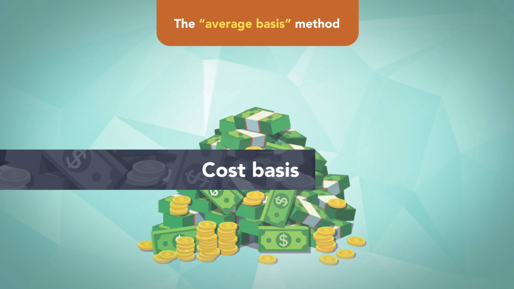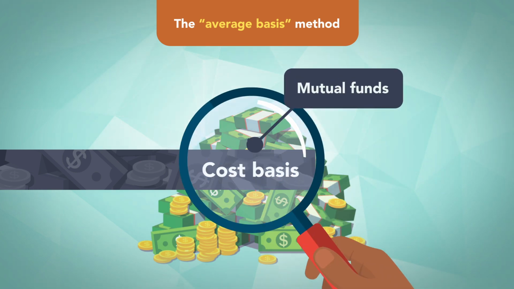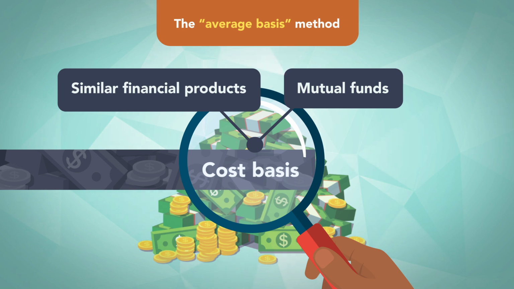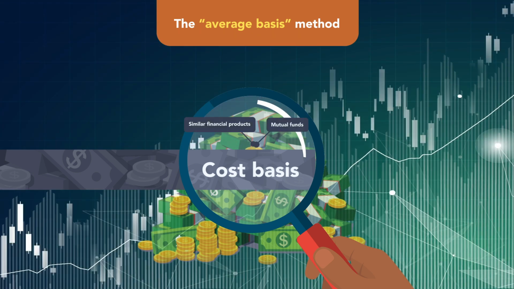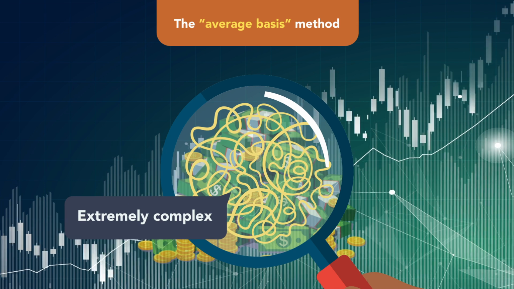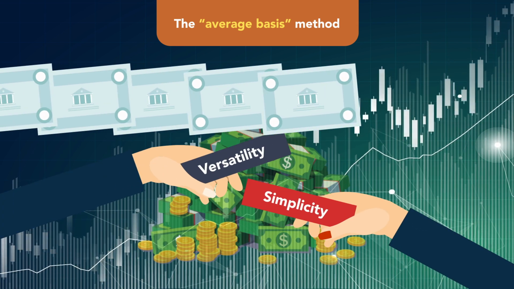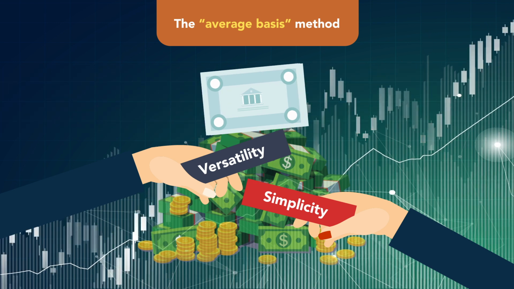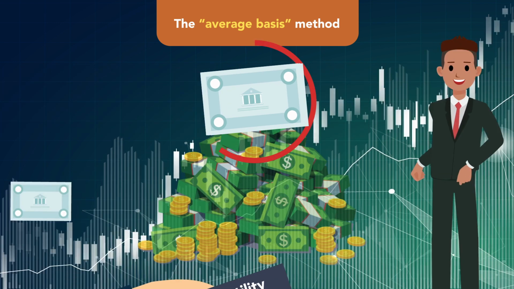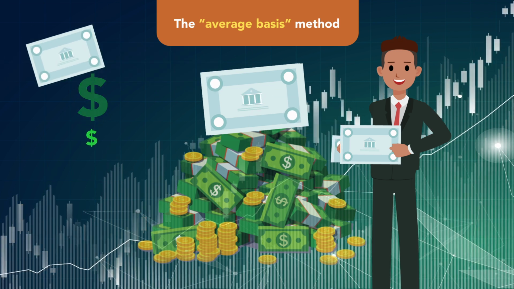An alternative to the FIFO method is the average basis method. This method is typically used when determining the cost basis for mutual funds or similar financial products, where determining the basis of all the underlying stocks making up the product would be extremely complex. The method trades versatility for simplicity as it takes the average basis of all shares in the product rather than allowing the holder the versatility to sell shares with different bases at different times.